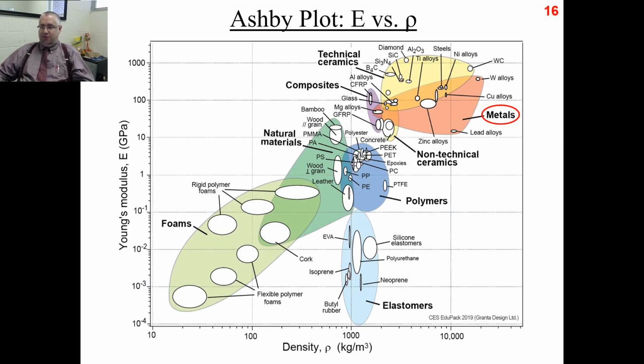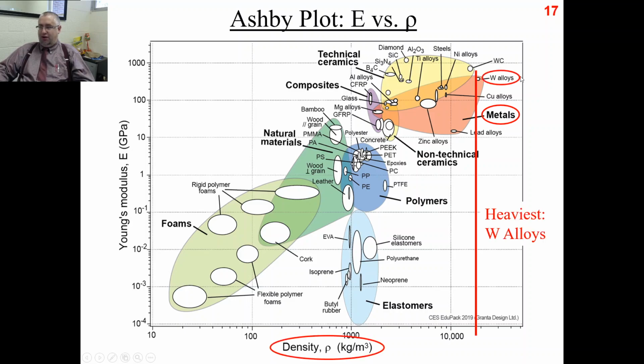Here's my Ashby plot. Again, I'm just looking at the family of metals in this red blob, and now I'm going to look all the way to the right, and it looks like tungsten is probably my winner. Oh yes, it is. So tungsten's my winner. It's the heaviest alloy, at just a little under 20,000, maybe about 18,000 kilograms per meter cubed.